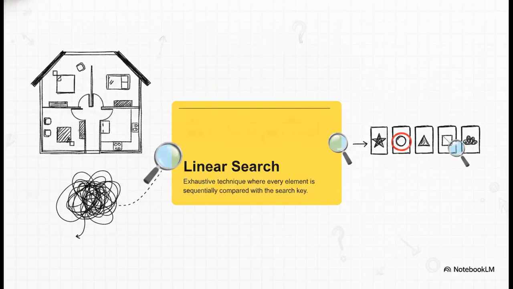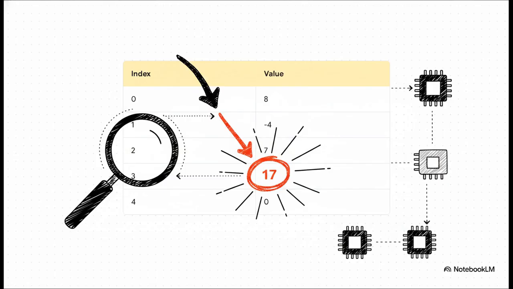The computer takes the item it's looking for, we usually call this the key, and just compares it sequentially. It looks at the first item, then the second, then the third, and so on. It only stops when it gets a match, or if it hits the very end of the list and realizes, nope, it's not here. Let's actually see this in action.